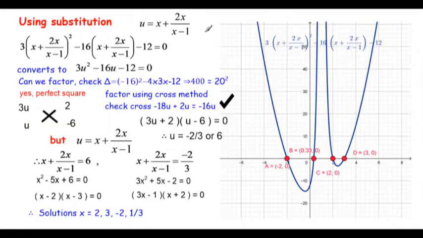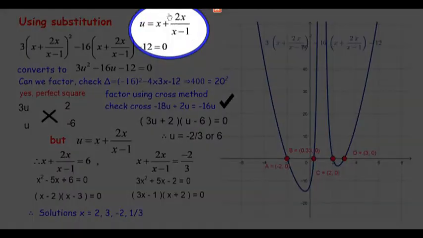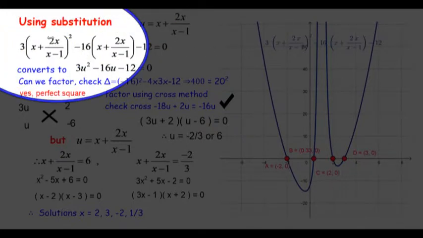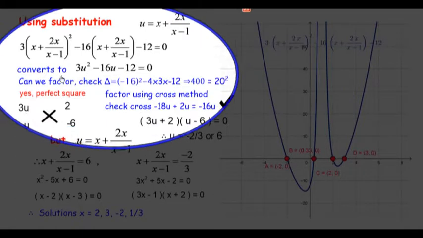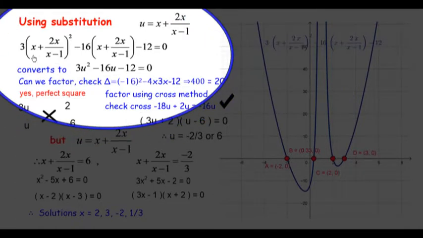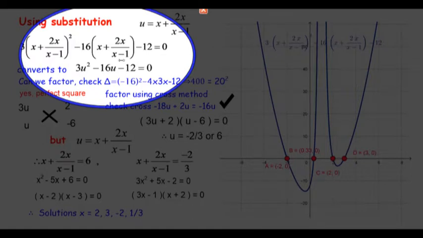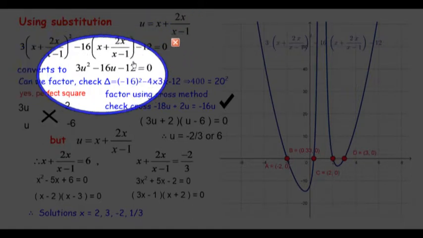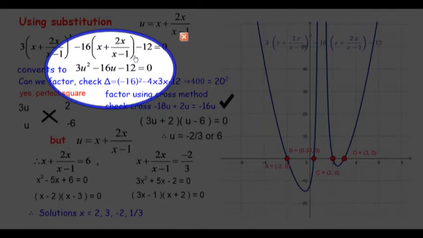Let's go back and obviously the substitution here is x plus 2x over x minus 1. Let's make this a bit bigger. When you do the substitution, you can see here you get 3 lots of u squared minus 16 lots of u minus 12 equals 0. You can see the quadratic equation just here, 3u squared minus 16u minus 12 equals 0.